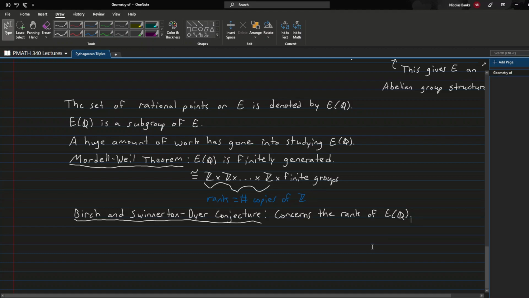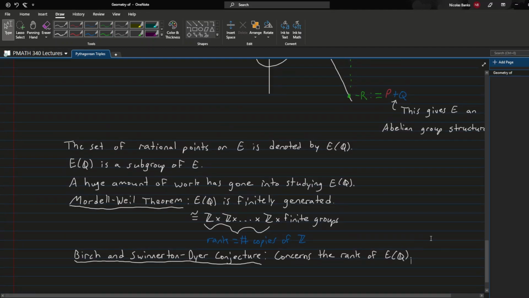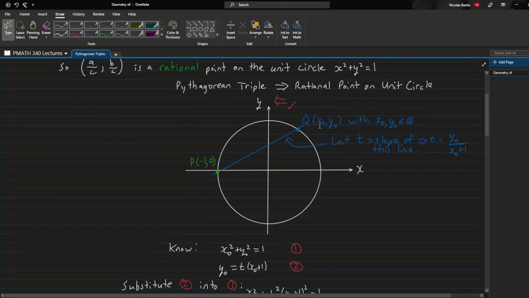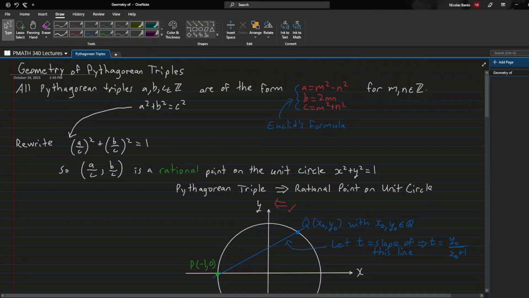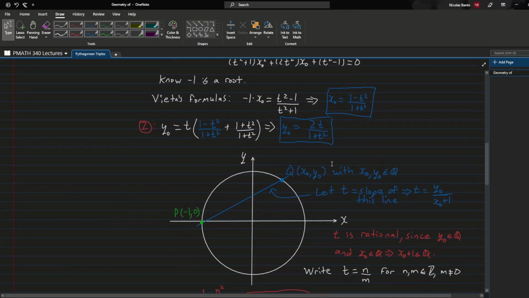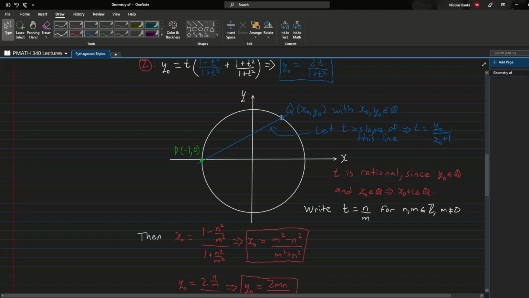So I think I'll stop here. Just to recap, what have we done? We've proved Euclid's formula for Pythagorean triples using a totally different method. We showed that Pythagorean triples are in one-to-one correspondence with rational points on the unit circle. We did that by analyzing the intersection of the circle with a straight line.